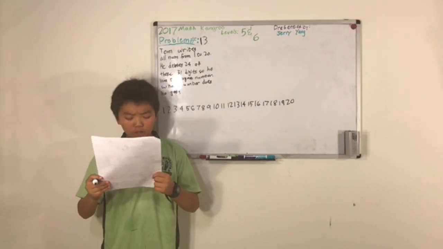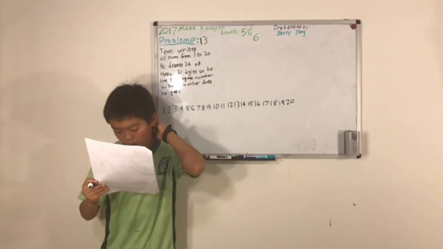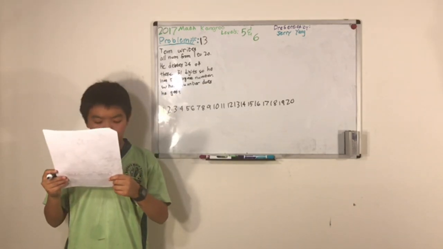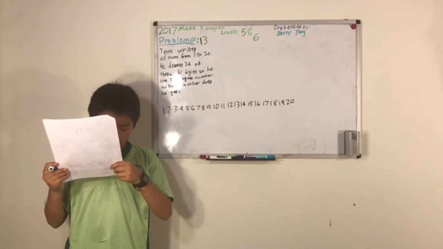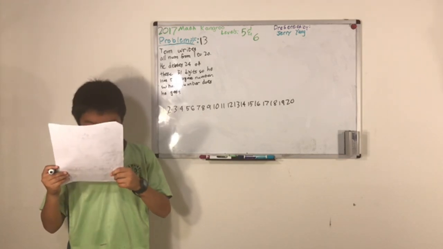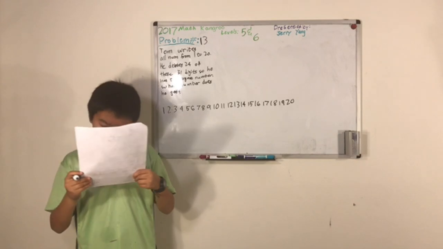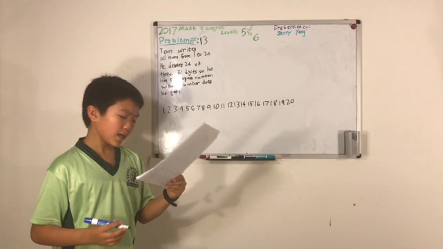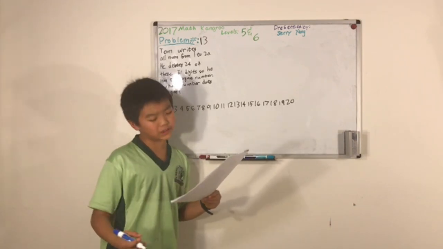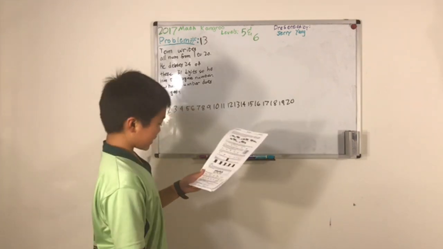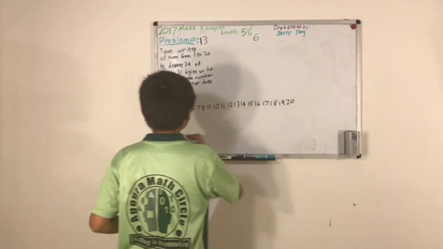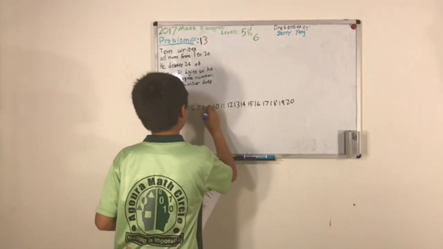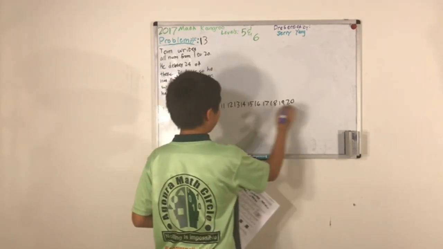Problem 13. Tom writes all the numbers from 1 to 20 in a row and obtains the 31-digit number 1, 2, 3, 4, 5, 6, 7, 8, 9, 10, 11, 12, 13, 14, 15, 16, 17, 18, 19, 20. Then he deletes 24 of the 31 digits in such a way that the remaining number is as large as possible. What number does he get? Well, we know that we have to have 9 at the beginning, so we can just delete all these front numbers and pretty much everything in the back.